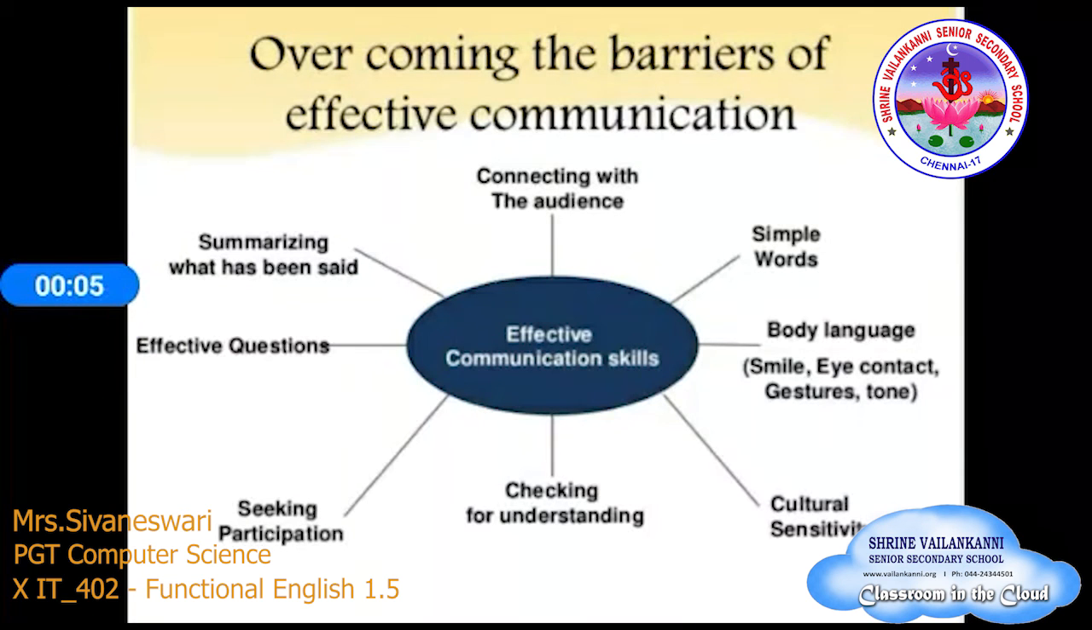So with this we conclude that effective communication happens when the sender is connecting with the audience properly with simple words, body language, that is smile, eye contact, gestures and tone, cultural sensitivity, checking for understanding, seeking participation, effective questions, summarizing what has been said. If all these are followed properly by the communicating person, then effective communication is attained.